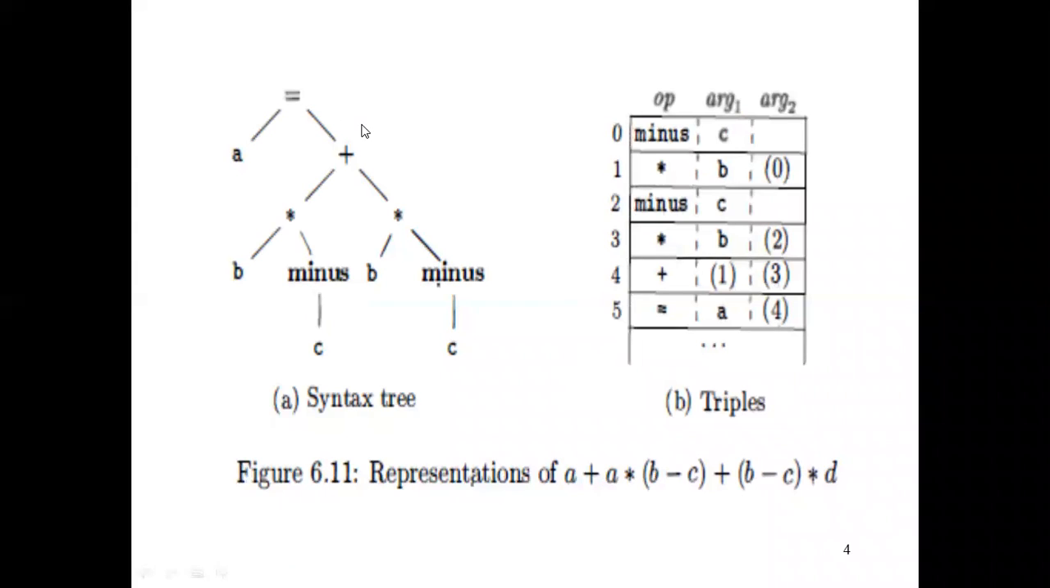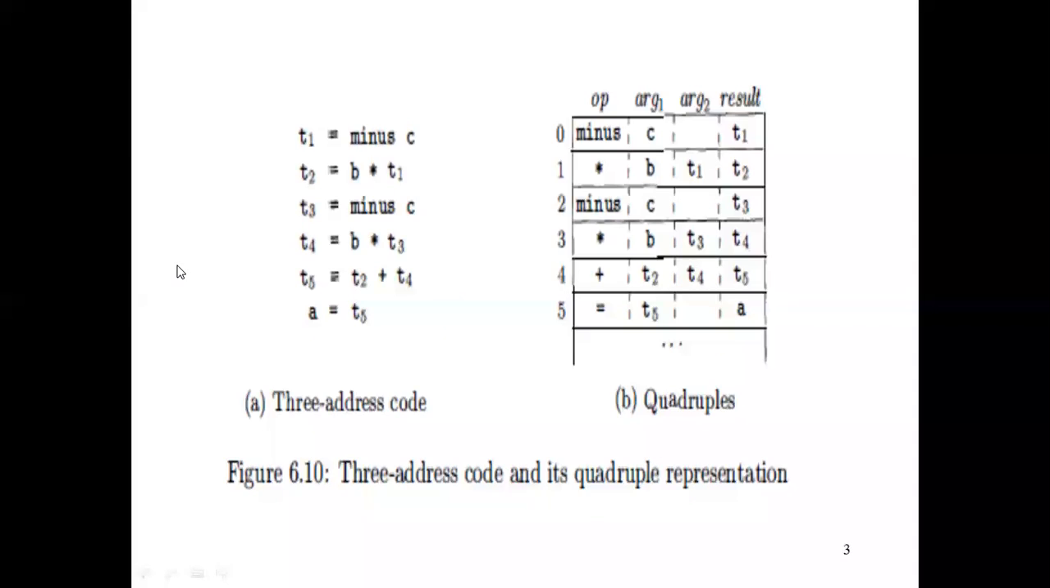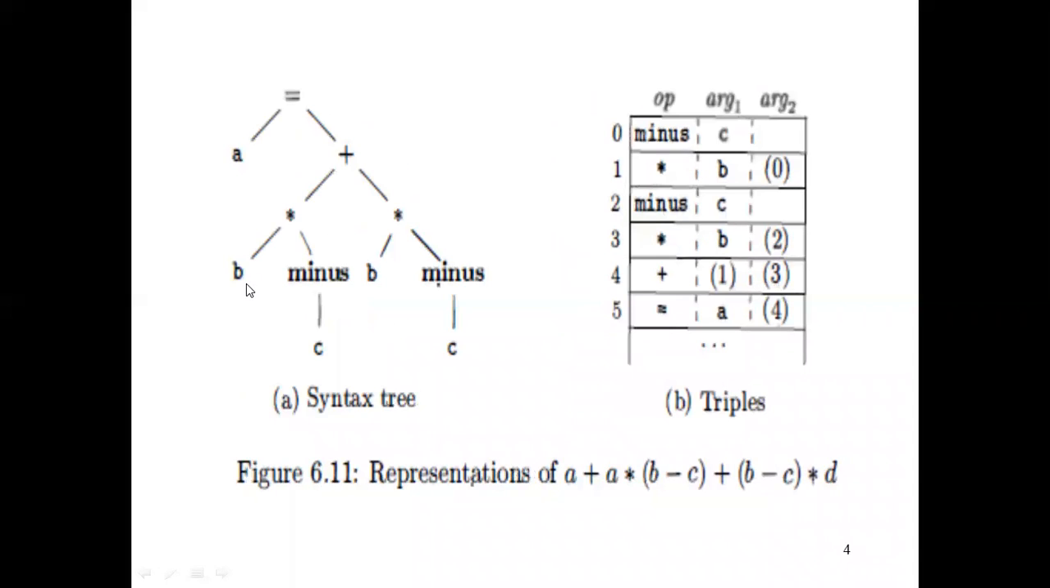Now another here, how we will draw the syntax tree. So we can see here the syntax tree for the same last expression. What is the expression here? A is equal to B star minus C plus B star minus C. Now you can see here the syntax tree. This is the syntax tree.